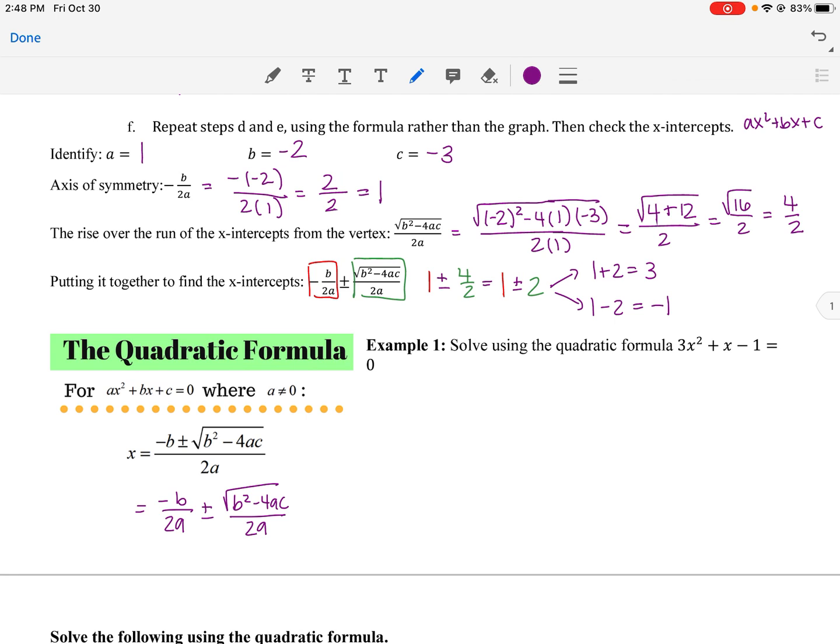Okay, so we're going to go ahead and do example 1. Sorry, the 0 returned to the other side of the line, but it is equal to 0. I always start off: it's already in standard form and equal to 0. I want to know what A is, what B is, and what C is.